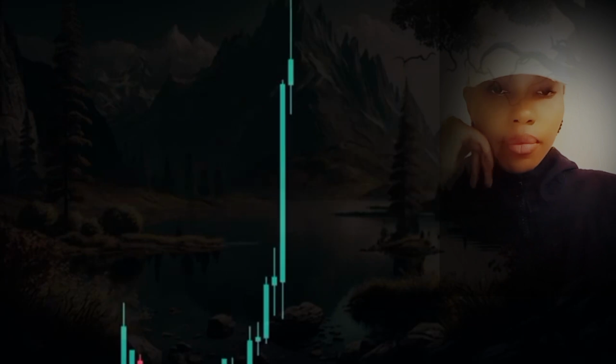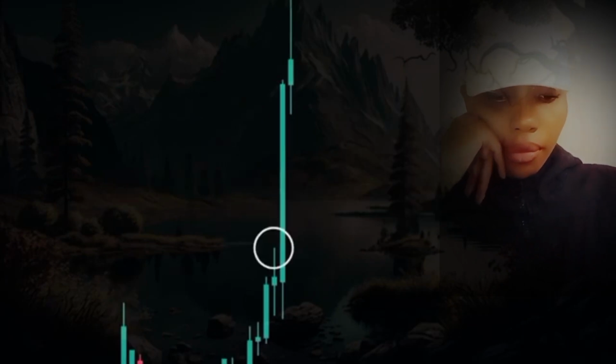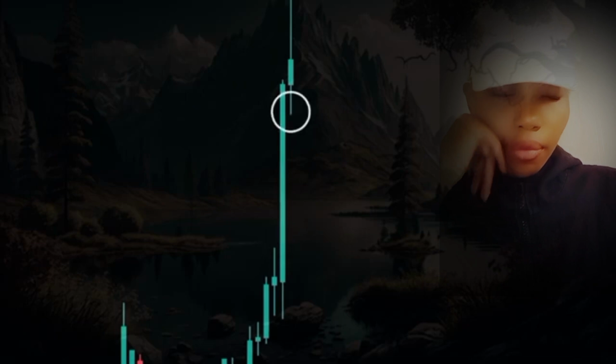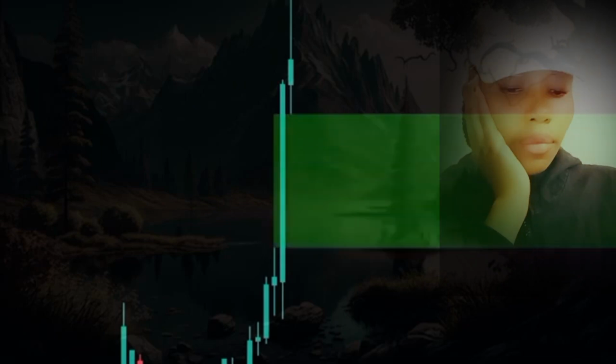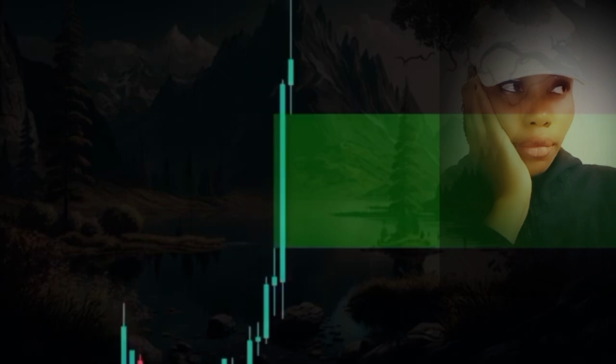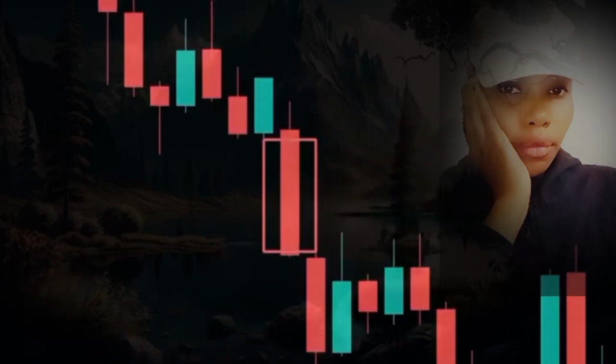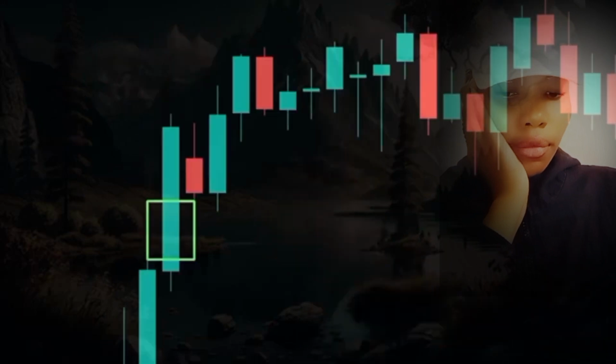You can mark a fair value gap by taking the previous candle's wick before the big move, then taking the next candle's wick after the big move. This rectangle area is the fair value gap itself. If the big move is moving down, it's a bearish fair value gap. If the big move is moving up, it's a bullish fair value gap.